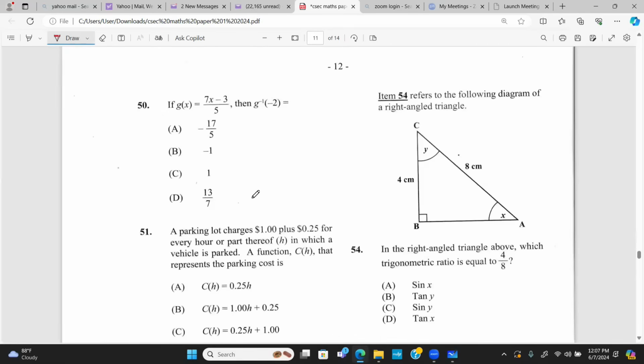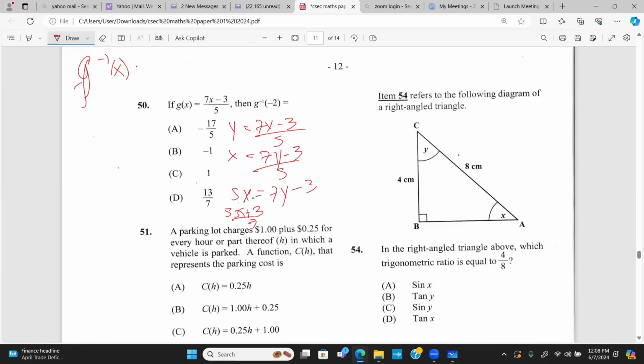Let's go to 50. If g of x is equal to (7x minus 3) over 5, then find the inverse of g at -2. There are many ways you could do that. So let's find the inverse. y is equal to (7x minus 3) over 5. x is equal to (7y minus 3) over 5. Multiply everything by 5. We have 5x equals 7y minus 3. So y is (5x plus 3) over 7. So the g inverse of x is (5x plus 3) over 7.